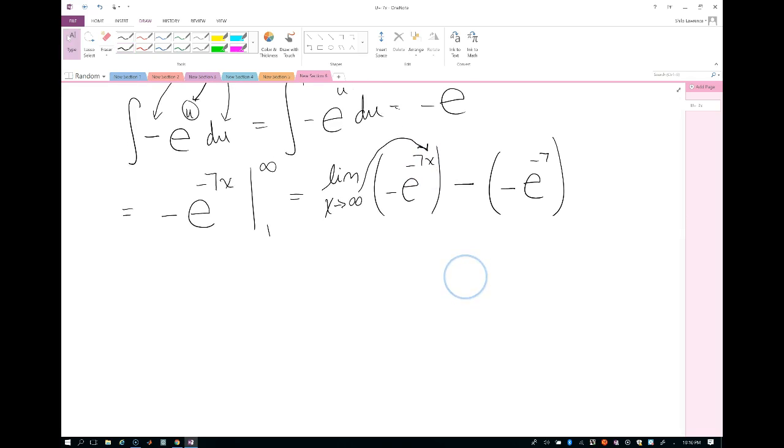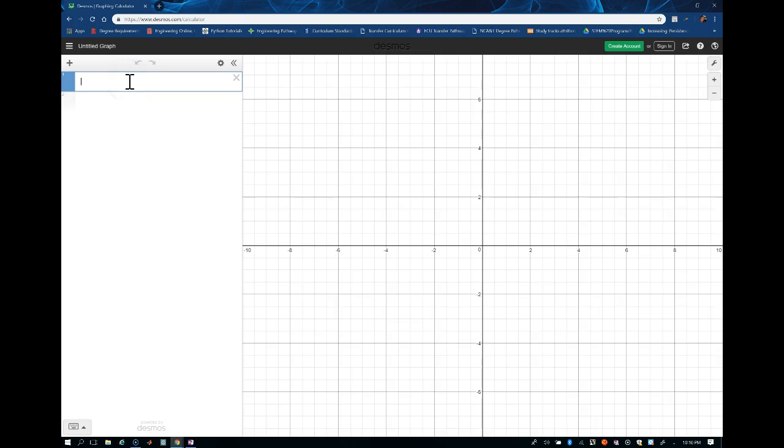So what you can do if you want to is you can type this function into your calculator and see what happens as the x values get larger and larger. What I'm going to do here is open up Desmos and take a look at this graph to see what's happening. So we've got negative e to the negative 7x. That's the graph we're looking at, and we are interested in what's happening as x goes to positive infinity.